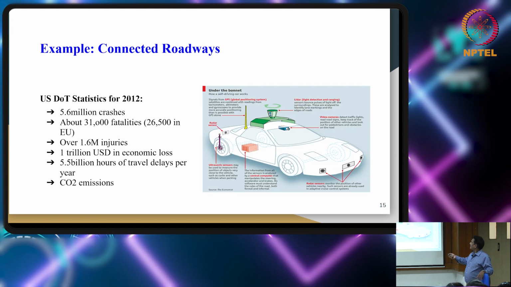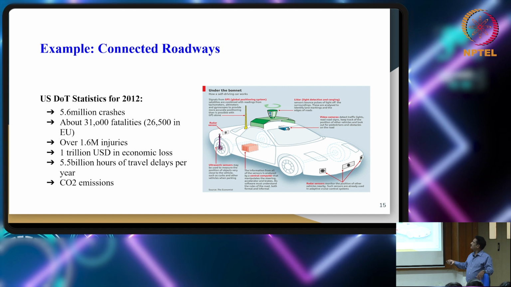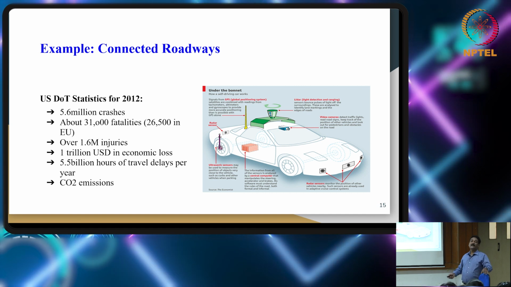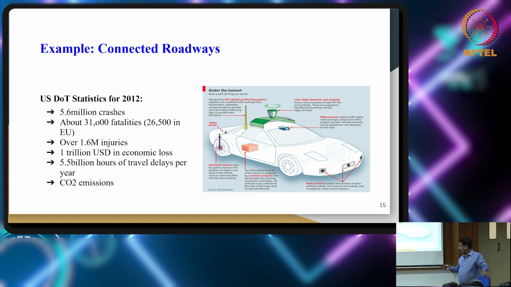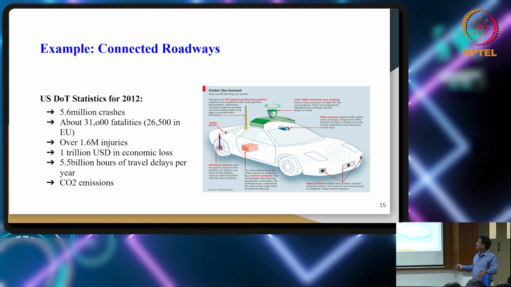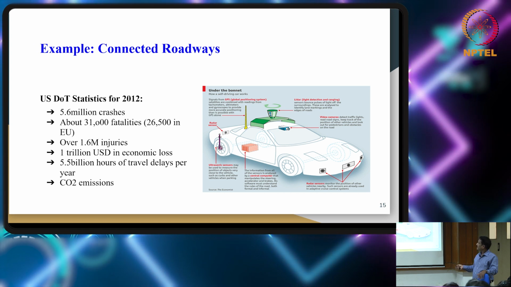And these are the connected roads. This is another example. Connected roads. This comes under the US Department of Transportation statistics. What happened? If you see, there were 5.6 million crashes in 2012. The total crashes in the US in 2012 were something like 5.6 million, out of which 31,000 are fatalities and 26,500 in Europe. So what happened? Over 1.6 million are injuries and 1 trillion USD in economic losses.